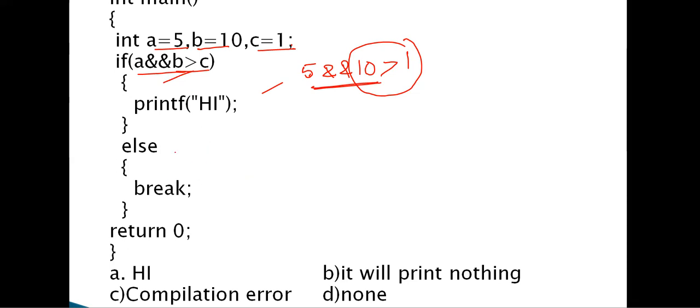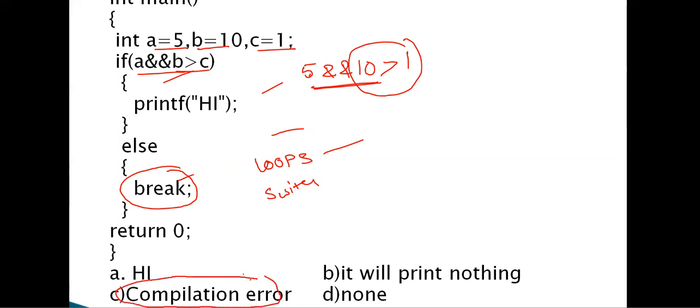but the program does nothing. Why? Because in the else block we are using a break statement. So we are making an intuition that okay, whether high is printed or high is not printed, but you have to remember the break is used only in loops or switch case. Without a loop or switch case, break cannot be used. So this program gives a compilation error. Okay. Thank you.